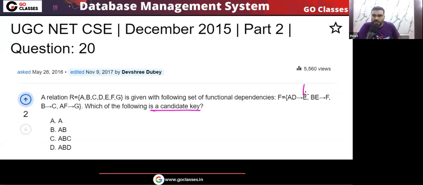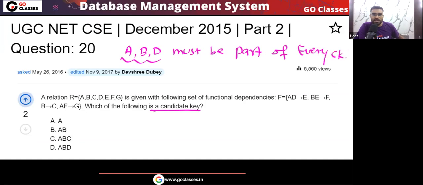Let's see. E appears, F appears, C appears, G appears. E, F, C, G appear, but A, B, D do not appear. Yes or no? So I can say that ABD must be part of every candidate key. Correct? These attributes must be part of every candidate key.